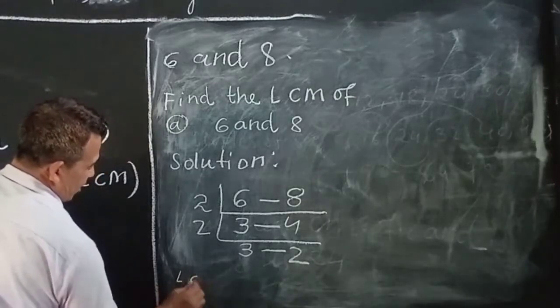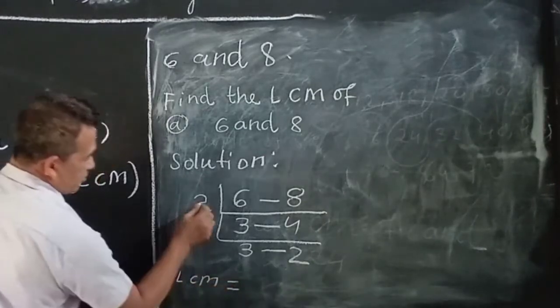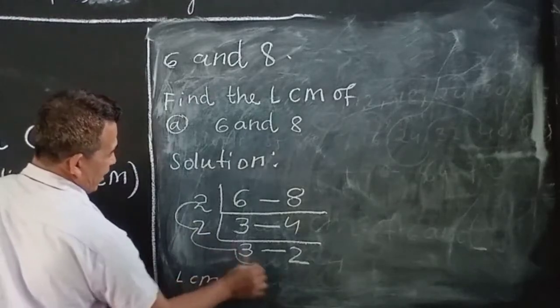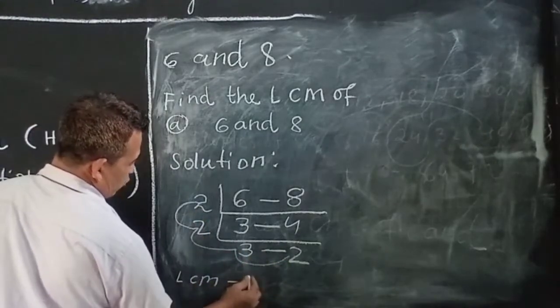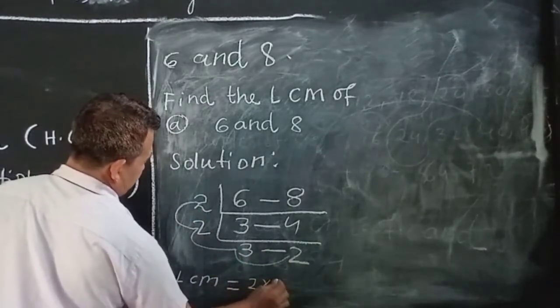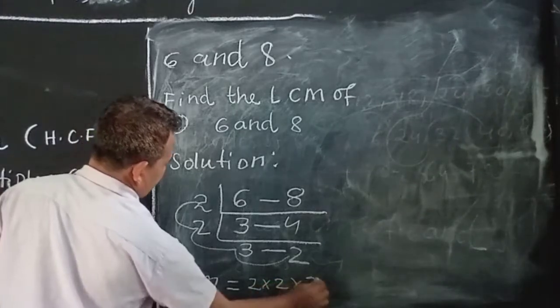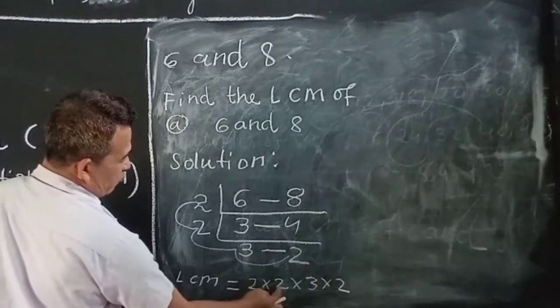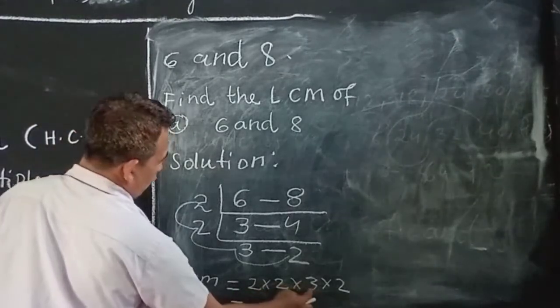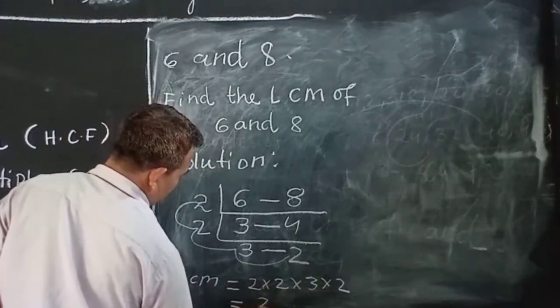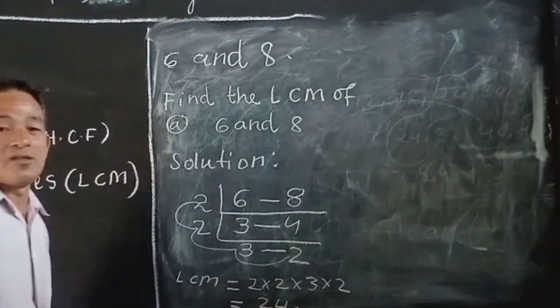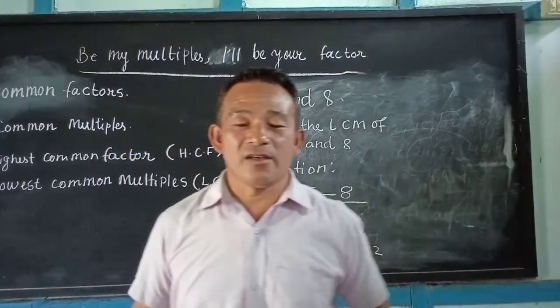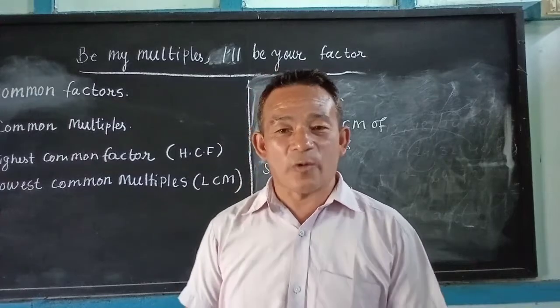Now you will write here LCM. Now 2, 2, 3 and 2. These four numbers you will write in the product form. 2, 2, 3 and 2. Now multiply. 2 2s are 4. 4 3s are 12. 12 2s are 24. So your answer is 24. That means your LCM is 24.